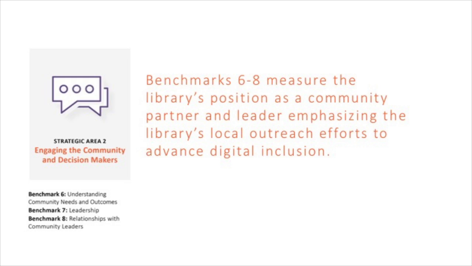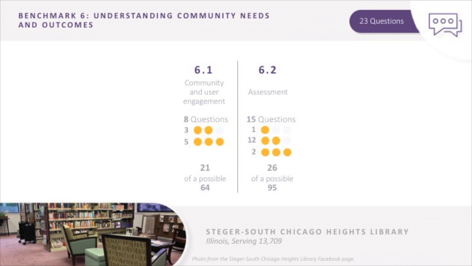Engaging the community and decision makers covers benchmarks 6 through 8 of the EDGE assessment: understanding community needs and outcomes, leadership, and relationships with community leaders. These benchmarks look at your library's outreach efforts within the local community with a specific eye to digital inclusion. The first benchmark in this strategic area is Benchmark 6, Understanding Community Needs and Outcomes. This benchmark has two indicators, community and user engagement, and assessment.